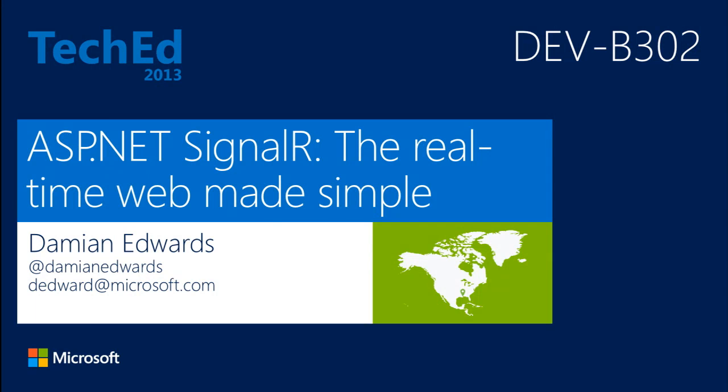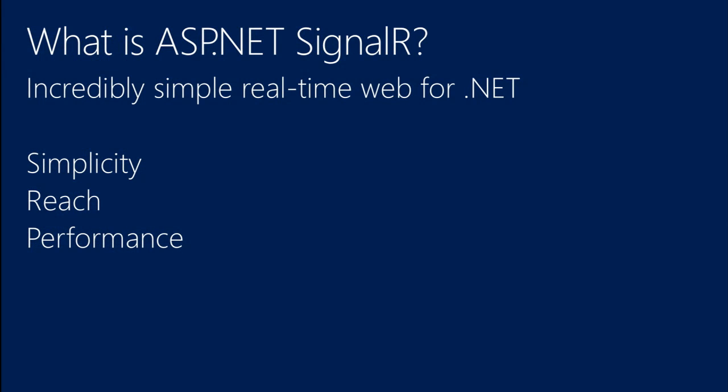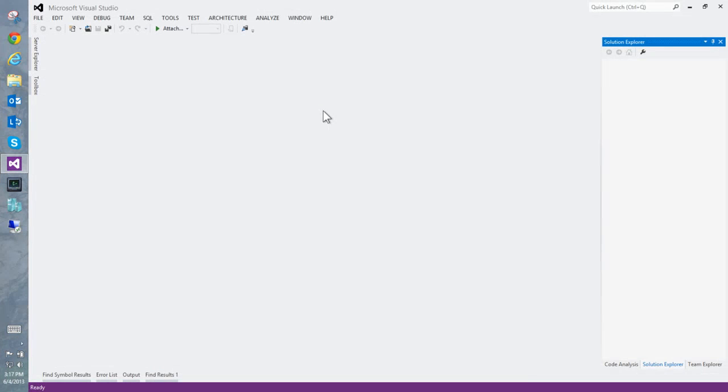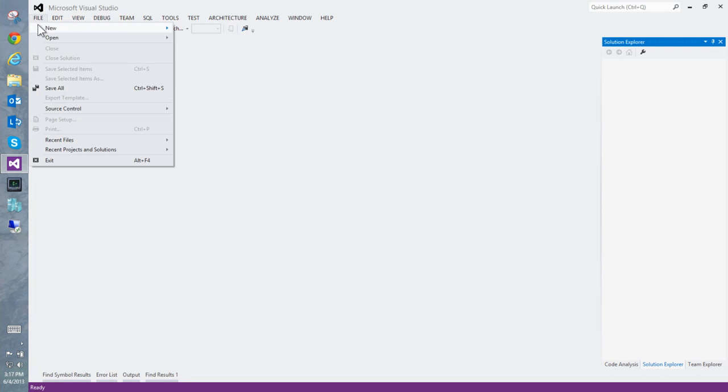Knew you were here. So, ASP.NET SignalR, the real-time web made simple. What are we going to talk about? Well, what is SignalR? This is how we sum it up in one sentence, our tagline: incredibly simple real-time web for .NET. Simplicity, reach, and performance are the three things that we care about the most. But how simple is it? How simple can it really be to build these types of applications? Well, let's just build one of these applications and we'll see.